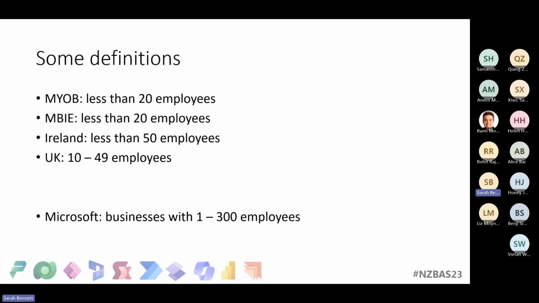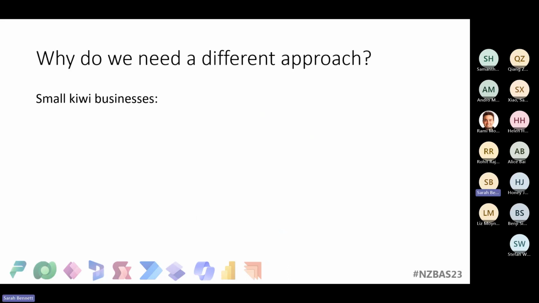Okay, so for me, for the NBIE, up to 20 people, small business, and New Zealand really has a really high percentage of, we've got lots of small businesses. So why would we need a different approach? Why couldn't we just take an implementation plan from implementing it in a university, pick it up, plonk it into a small business and run with it? Why would we need to adjust our approach?